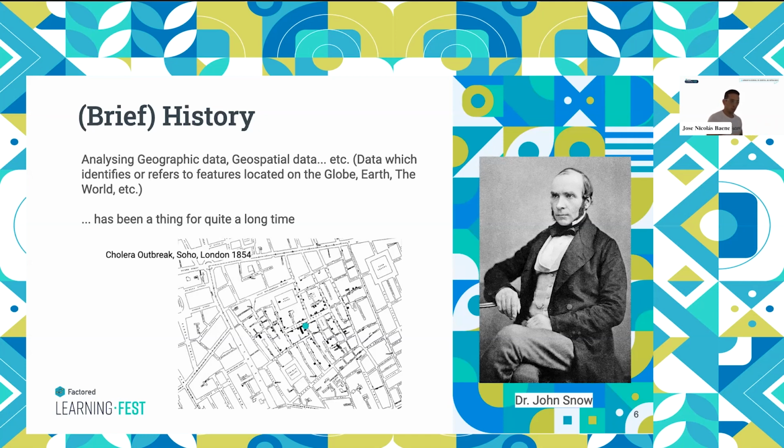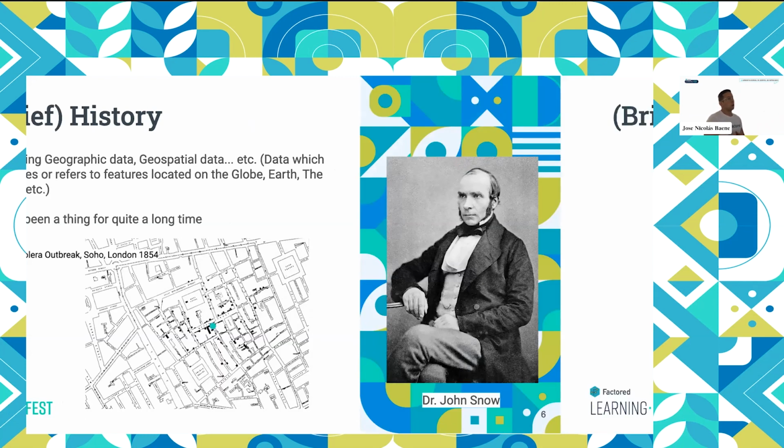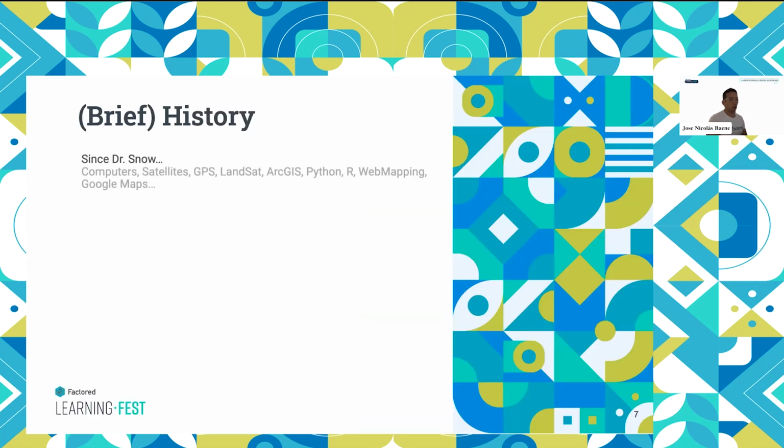They shut down the pump and then the cholera cases stopped. So as you can see, this is a very initial example of how geospatial analysis started working a long time ago. And from then, we have a lot of breakthroughs.